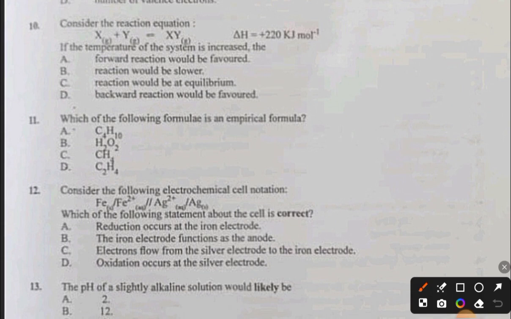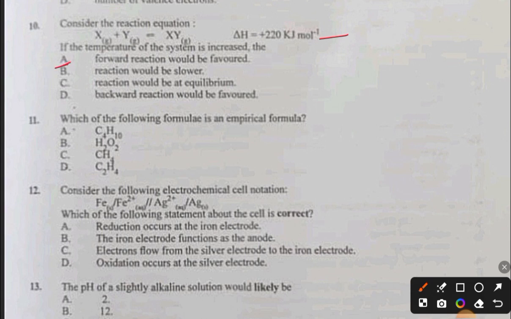Consider the reaction equation. If the temperature of the system is increased, the A. Forward reaction will be favored, B. Reaction will be slowed, C. Reaction will be at equilibrium, D. Backward reaction will be favored. So the answer to question 10 is A. Forward reaction will be favored.